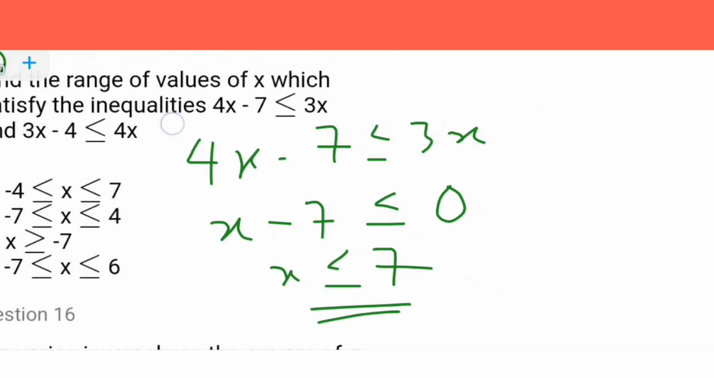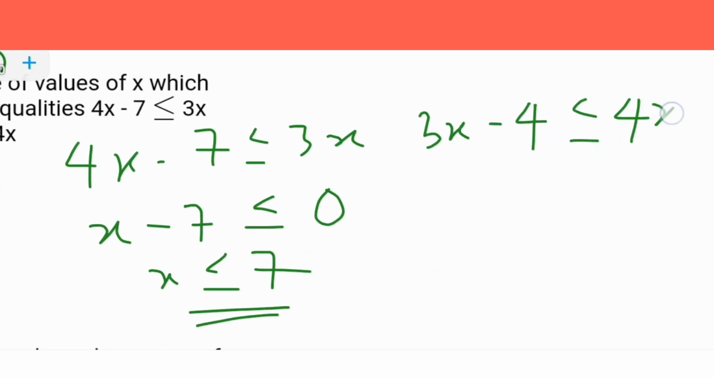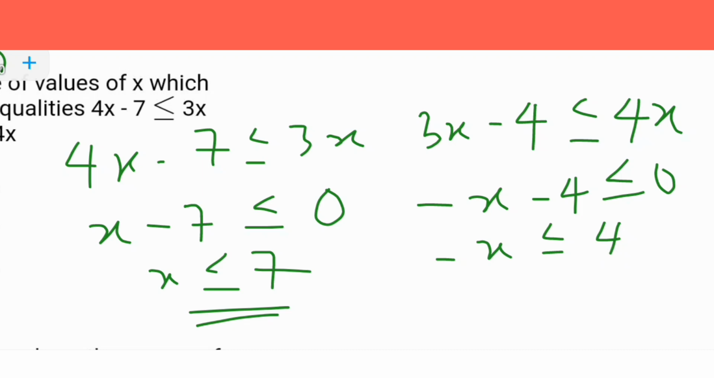Then for the second one, you need to solve this part separately. So that will be 3x minus 4 less than or equals to 4x. Collect the like terms. Bring this 4x here. So that will be 3x minus 4x. That will be minus x minus 4 less than or equals to 0. Take 4 to this side. Minus x less than or equals to 4.